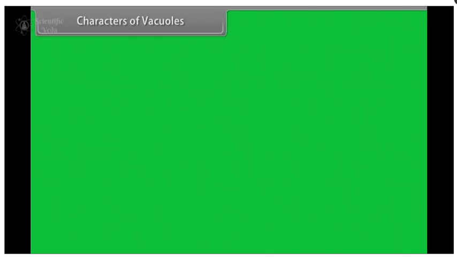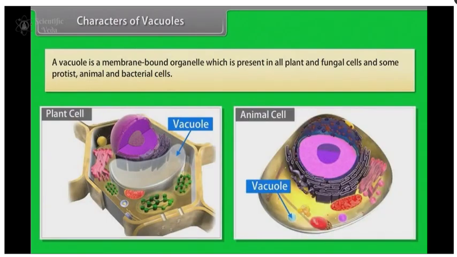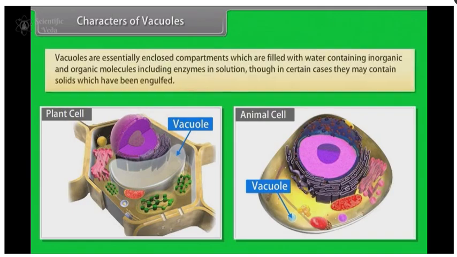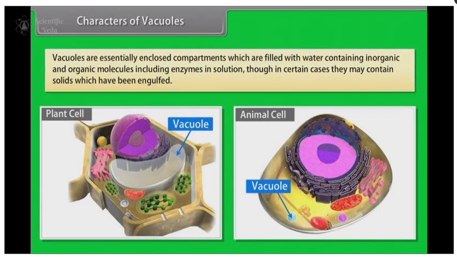Characters of vacuoles. A vacuole is a membrane-bound organelle which is present in all plant and fungal cells and some protist, animal, and bacterial cells. Vacuoles are essentially enclosed compartments which are filled with water containing inorganic and organic molecules, including enzymes in solution, though in certain cases they may contain solids which have been engulfed.